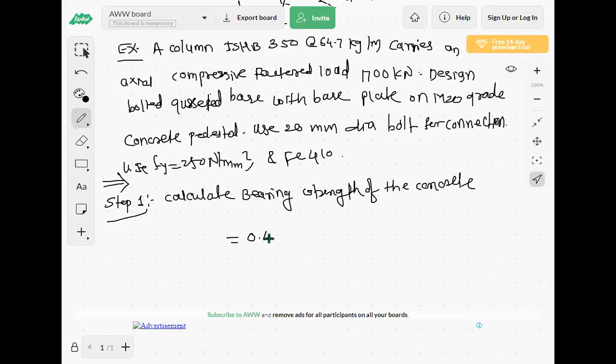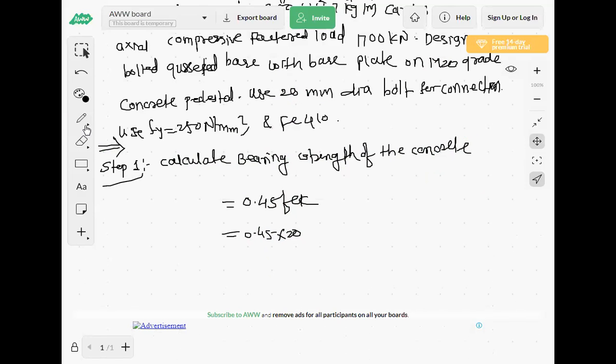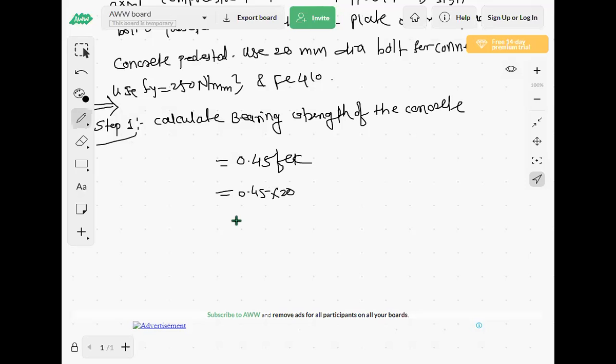So how to calculate? That is 0.45 FCK. FCK is nothing but the grade of concrete, which is given. So how much grade of concrete? M20. So 0.45 into 20. So how much? It will be 9 Newton per mm square. The bearing strength of concrete will be 9 Newton per mm square. So this is step 1.